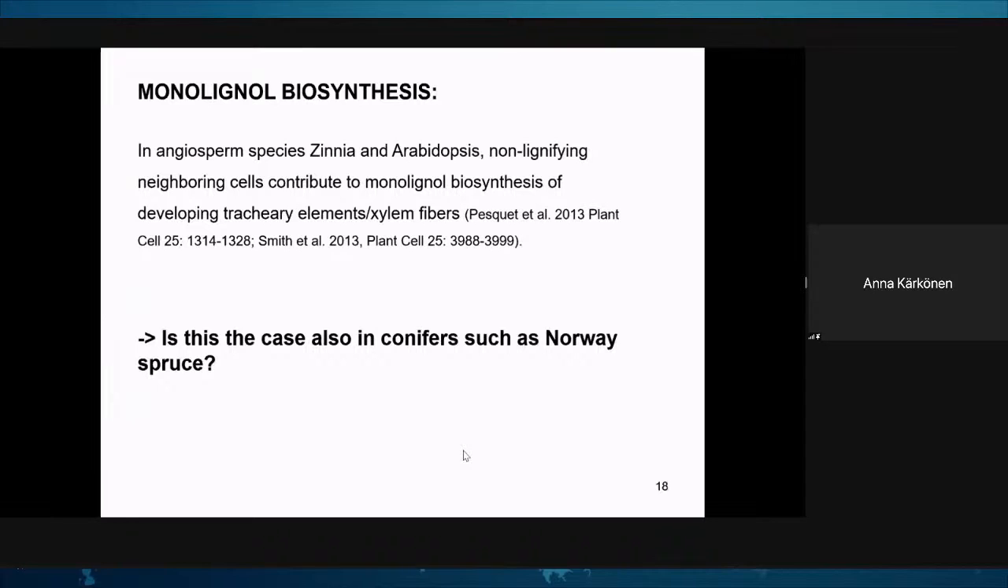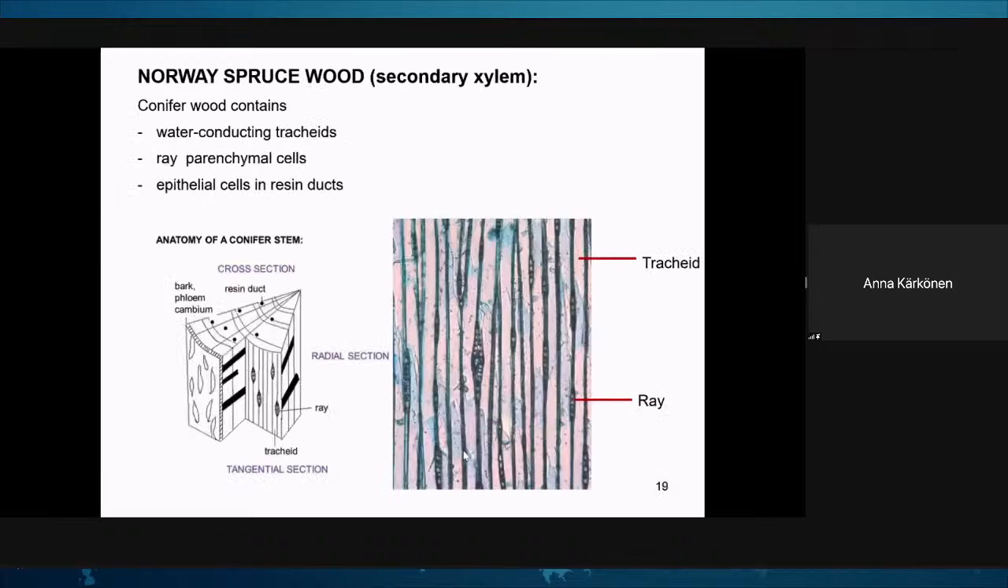So, something about monolignol biosynthesis. In angiosperm species like Zinnia and Arabidopsis, non-lignifying neighboring cells contribute to monolignol biosynthesis of developing tracheary elements and xylem fibers. Edouard Pesquet et al. have shown this, and Rebecca Smith et al. from Lacey Samuel's group. There are nice papers about this. So our interest was to find out whether this is the case also in conifers such as Norway spruce. This work was conducted in collaboration with Kurt Fagerstedt.